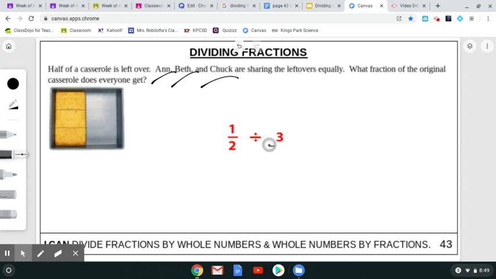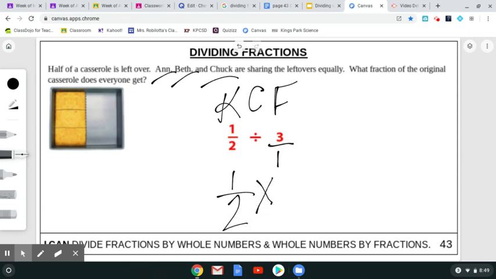So before we divide, I put whole numbers over 1. If there was a mixed number, I would change it to improper. And then I keep it, I change it, I flip it. So 1/2 is 1/2. Division is multiplication. And the reciprocal of 3/1 is 1/3. And I multiply straight across. I get 1/6, and I'm all done.